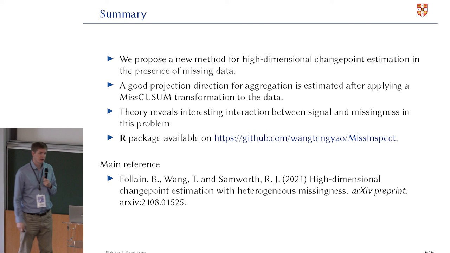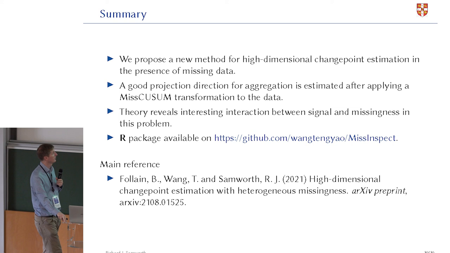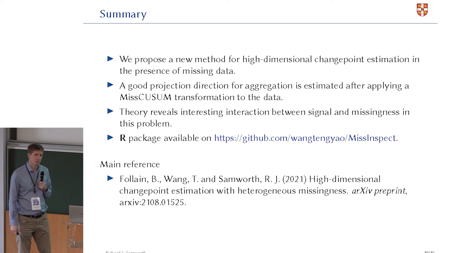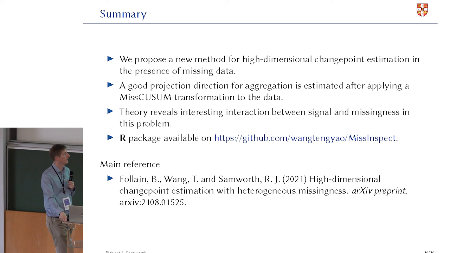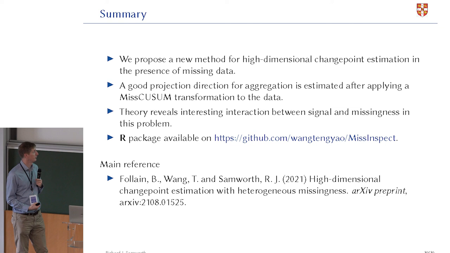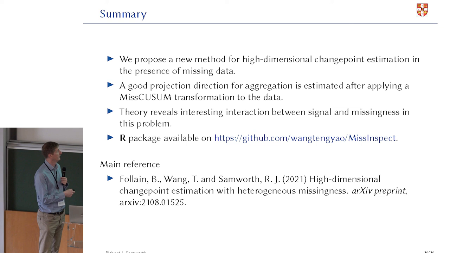Okay, so just to wrap up, what we've done is propose a new algorithm for estimating change points in high-dimensional change-in-mean problems where we have missingness. We introduce a miss-Q-sum transformation in order to be able to project it into one dimension, and then use a fairly standard algorithm. And the theory reveals an interesting interplay between the signal strength and the missingness probabilities. So if you're interested, you can try this out. It's available in the InspectChangePoint R package, and the paper is available. It's going to appear in JRSS as well. Thank you very much.